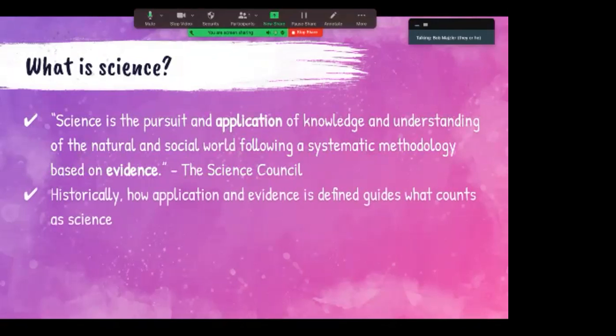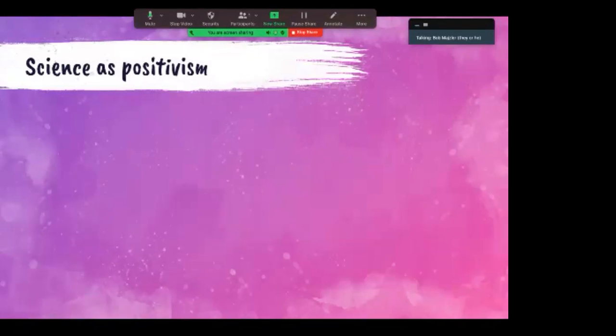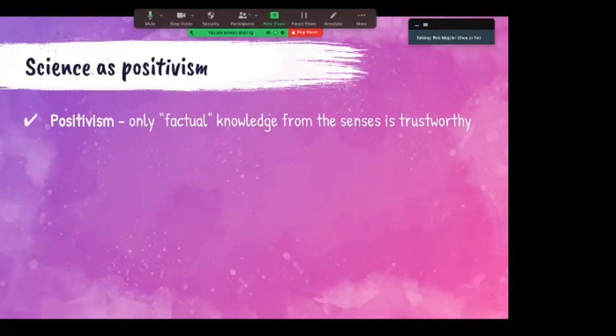Historically, how the application and how the evidence that I have highlighted there gets defined is what counts as science. I'm going to go through some different ways of defining application and evidence. The historically dominant way that science has been defined, and how evidence and application are defined, is through positivism. So let's talk about positivism. Positivism means only so-called factual knowledge from the senses is trustworthy. And so only things that we can positively see and positively measure, not necessarily plus or minus, but that we can for sure knock on or see with our senses, or measure in some way.